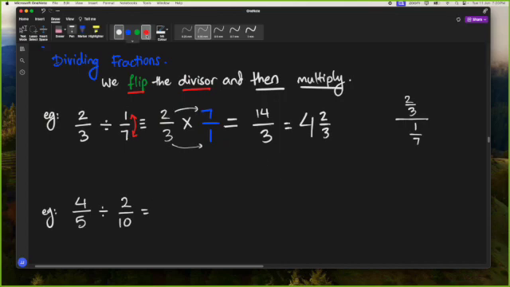Same thing with this. You just flip the divisor. So you can see we will have 4 over 5 multiplied by, and you flip, it'll be 10 over 2. And you can see in this case, yeah, we could cross cancel. 2 into 2, 1, 2 into 4 is 2. 5 into 5, 1. 5 into 10 is 2. And so 2 multiplied by 2, the answer is 4 over 1, which is just simply 4.